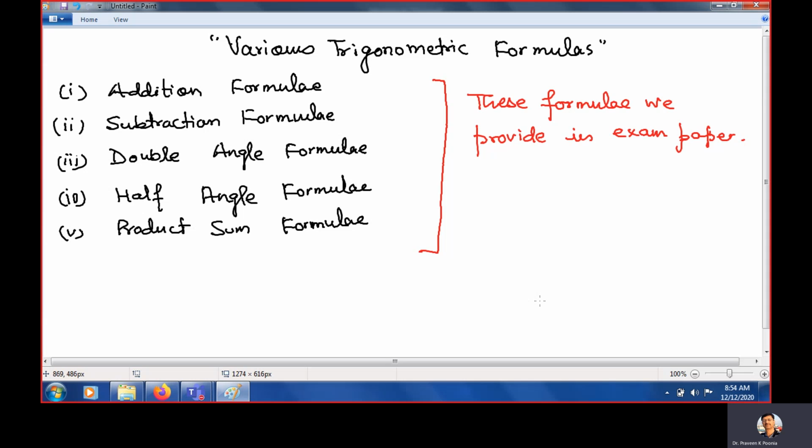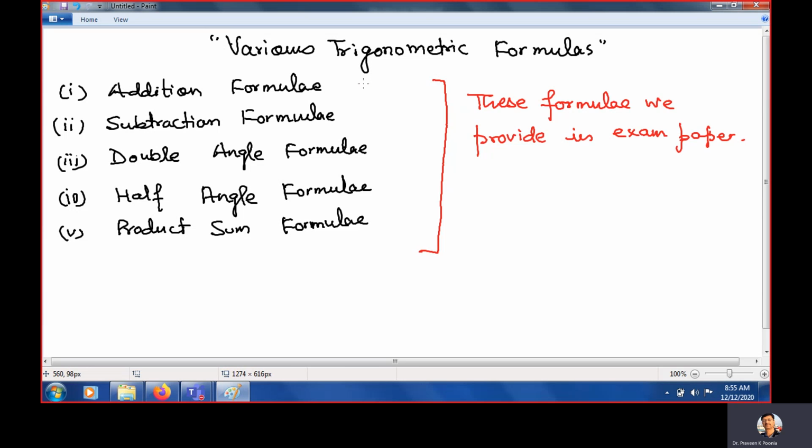Students, this is week number 10, and in this lecture we are going to study various trigonometric formulas. There are 5 types of formulas: addition formulae, subtraction formulae, double angle formulae, half angle formulae.